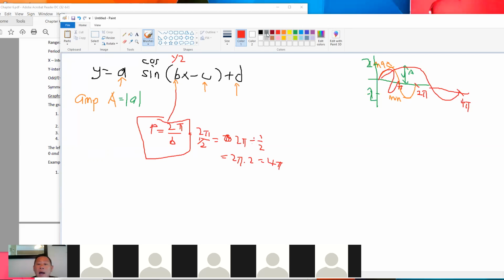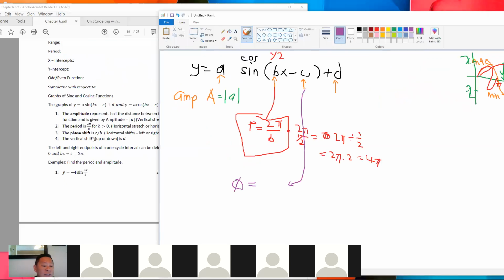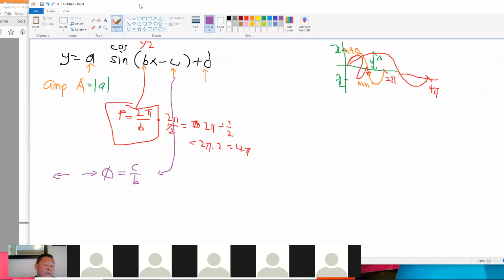Okay. Next will be C. This C is what we call your phase shift. The formula for phase shift in this case is C over B. What is phase shift? Phase shift means that you move your graph left or right. So C is telling us to move the graph left or right.